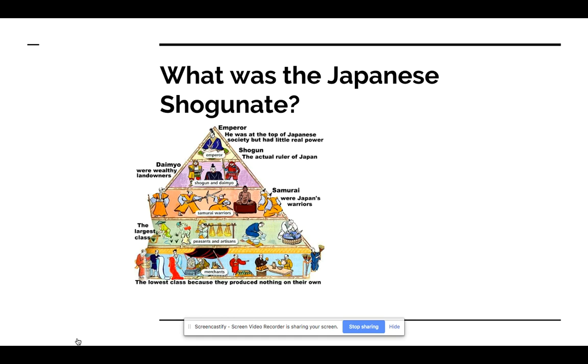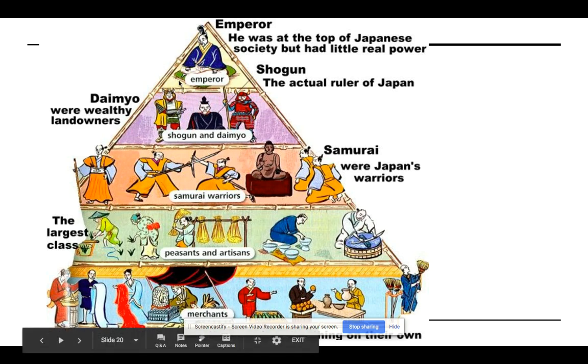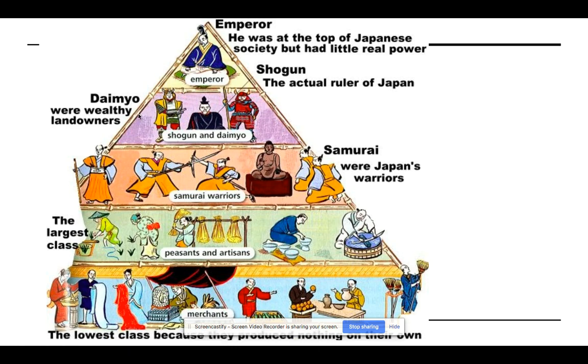When you're looking at the slide, here are a couple of things that you want to make sure you understand. First and foremost, you need to understand the structure of the Japanese during the early modern era. At the very top, you're going to have the emperor, right? Right underneath the emperor, you're going to have the daimyo, which were the wealthy landowners. This is very similar to feudalism in Europe.